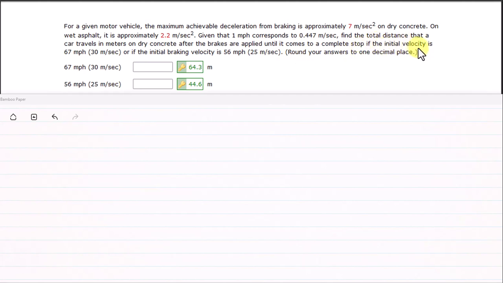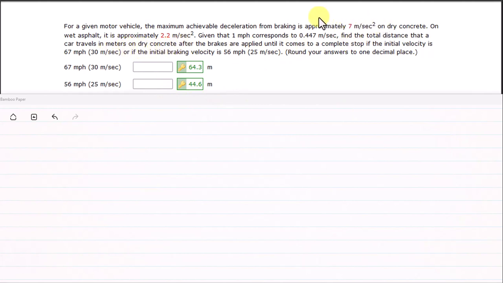If the initial braking velocity is 67 miles per hour or 30 meters per second, or if the initial braking velocity is 56 miles per hour or 25 meters per second. All right, we'll focus on the first case here in this problem. So let's find the total distance that a car travels in meters on the dry concrete.